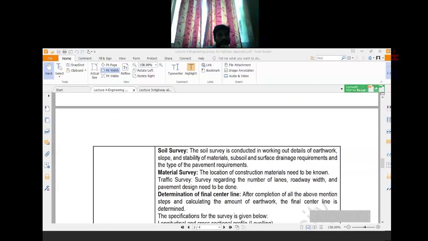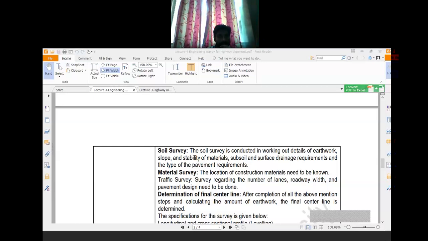Then we come to the soil survey. You need to go for the soil survey to know the stability of the slope and the different characteristics of the soil, like different soil types and other things. That soil type will also determine what type of road you need to construct over that area.